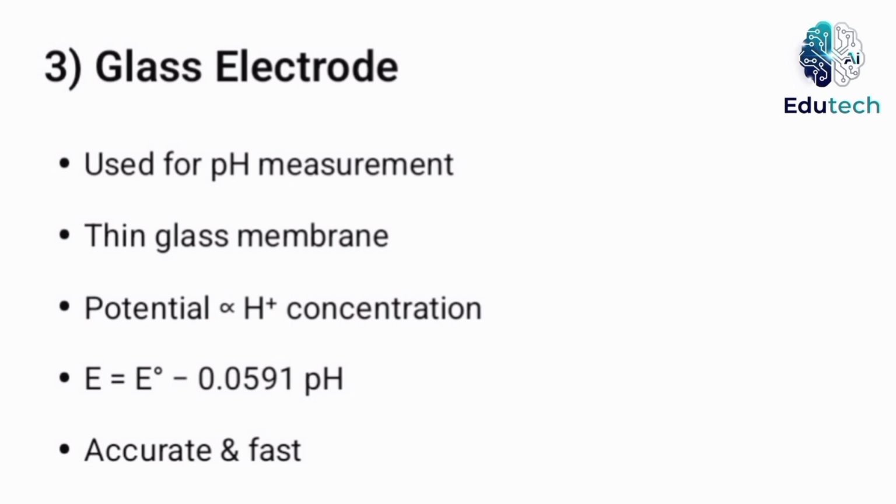This potential depends on hydrogen ion concentration and follows the Nernst equation. E is equal to E0 minus 0.0591 pH. Thus, by measuring the potential difference, the pH of the solution is determined accurately. It is widely used due to its simplicity, quick response, and accuracy.